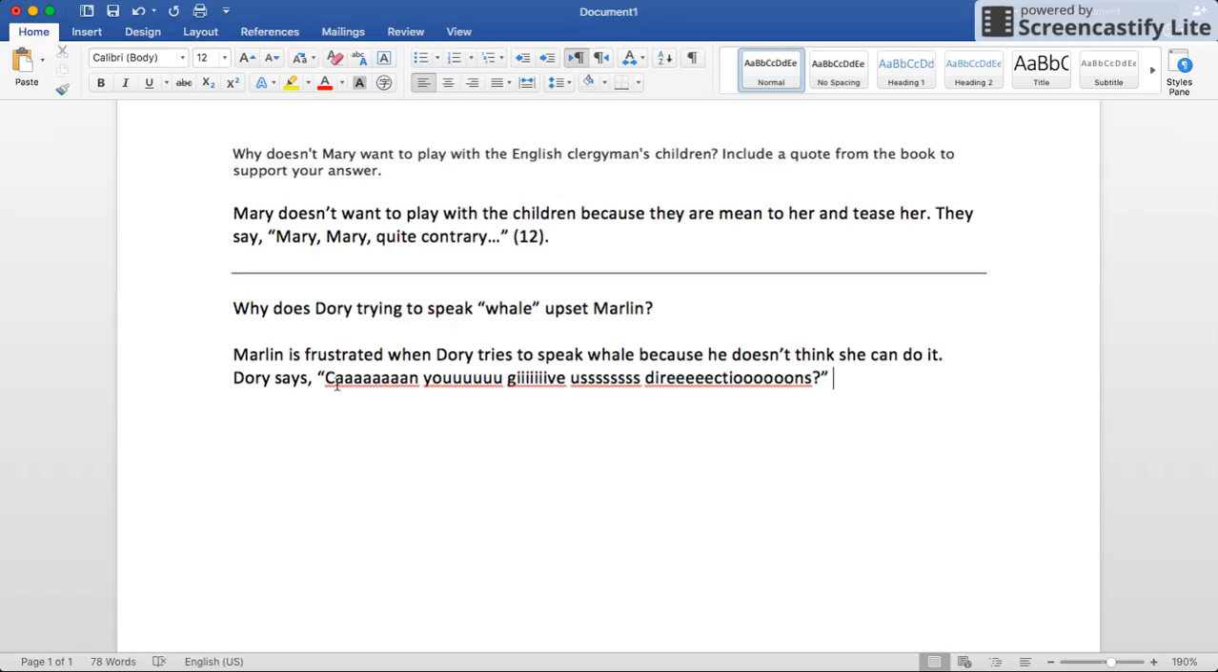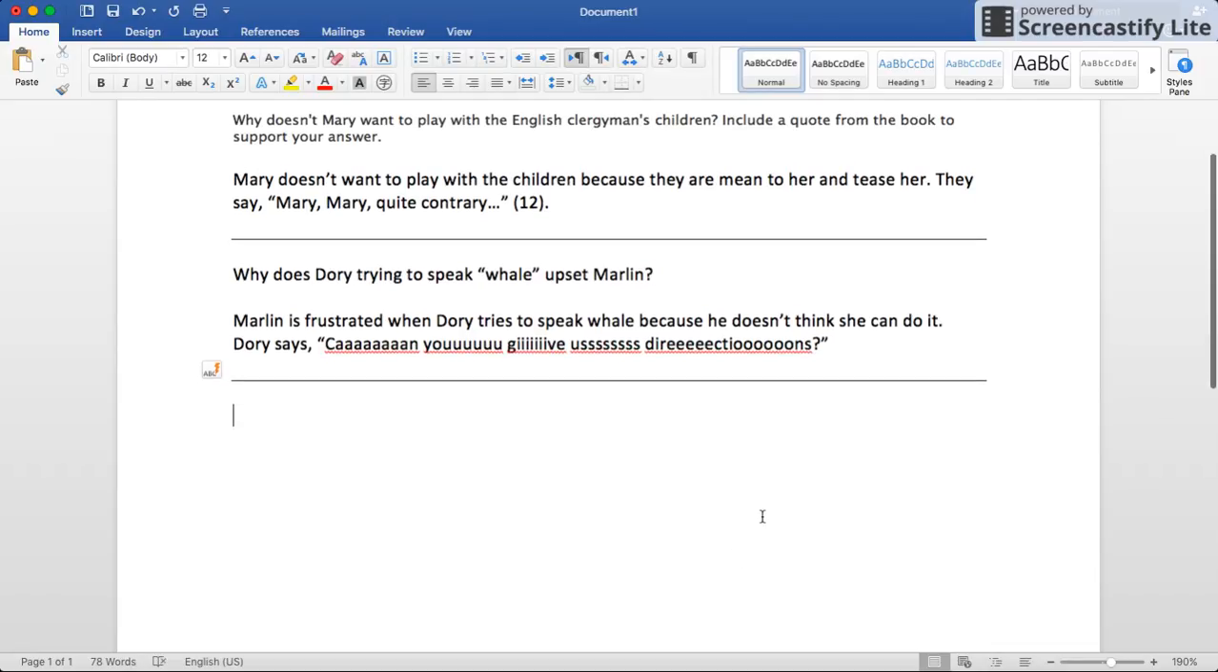So, again, this is an example of what she said, but that quote itself does not prove why Dory tries to speak whale, or why Dory speaking whale upsets Marlin. Just like up here, "Mary, Mary, quite contrary, how does your garden grow?" That's an example of what the children say, but that itself doesn't specifically answer why she doesn't want to play with them.